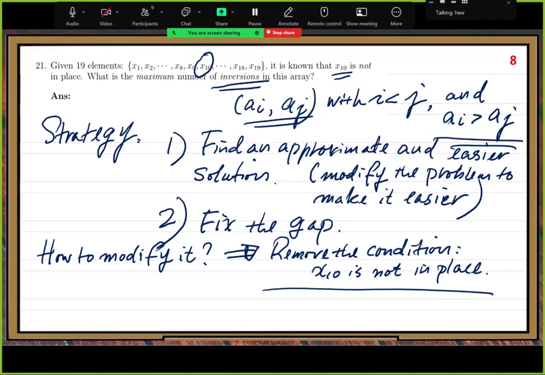Given 19 elements, with no other conditions, what is the maximum number of inversions? Answer this question by this strategy. This problem solving strategy is very effective.